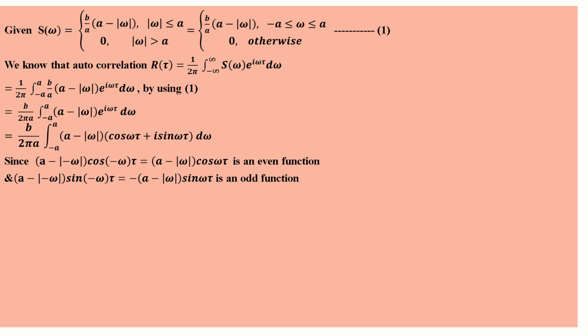Then the second one, A minus mod omega sin omega tau, second integral B by 2 pi A, minus A to plus A, (A minus mod omega) i sin omega tau d omega, right. Here sin omega tau is an odd function, A minus mod omega is an even function. So multiplying odd and even, you will get an odd function. So again we are going to apply the properties of definite integral.